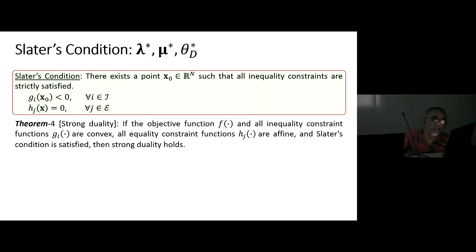My lecture notes, I haven't uploaded them yet, because I have to edit them to add some of the other stuff, that's why I have to rewrite something. But when I upload it, I'll include an example of a function where Slater's condition is violated, but strong duality still holds.